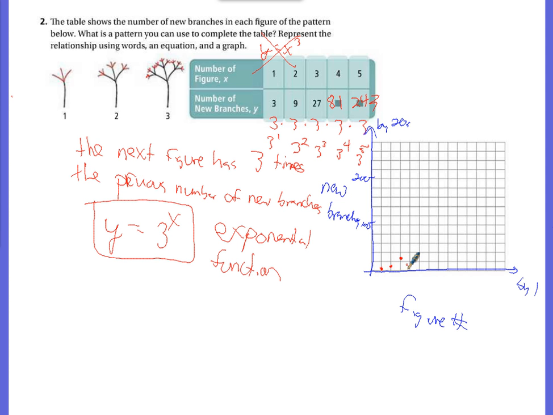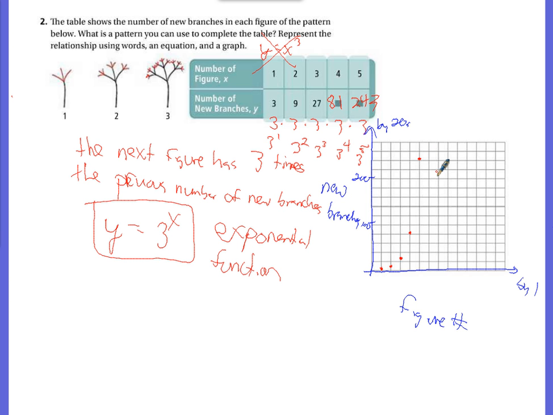Then 4, 81, so I go to 4, and then 20, 40, 60, 80, and then 81 is just going to be slightly higher than 80. And then finally 5, 243, so 1, 2, 3, 4, 5, and then 100, 200, 220, 240, and then 243 just a little bit higher, right there.